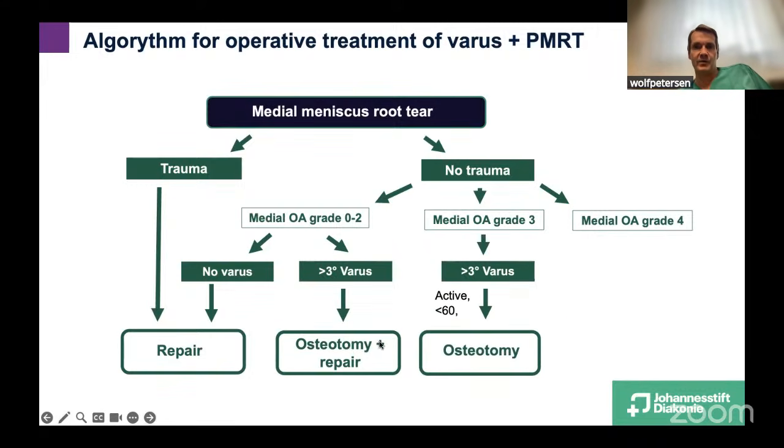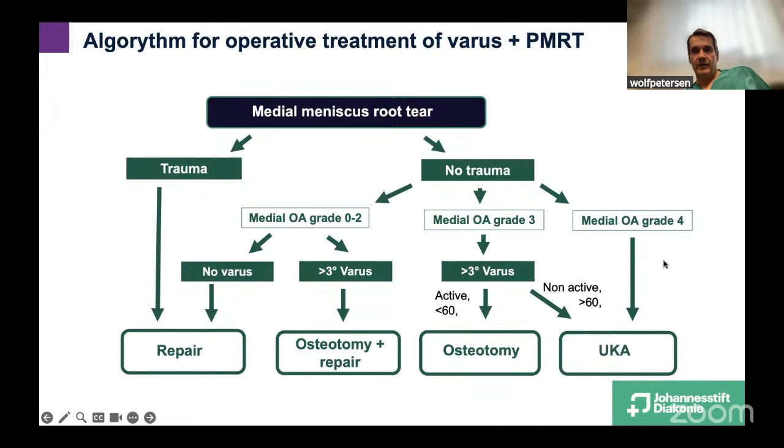If it's a higher degree of osteoarthritis and more than 3 degrees of varus in active patients below 60, I do an osteotomy alone. If I have fourth degree osteoarthritis, I probably would go for a unicondylar joint replacement, which can also be performed if you have a non-active patient and predominantly articular deformity, or patients who are older than 60.